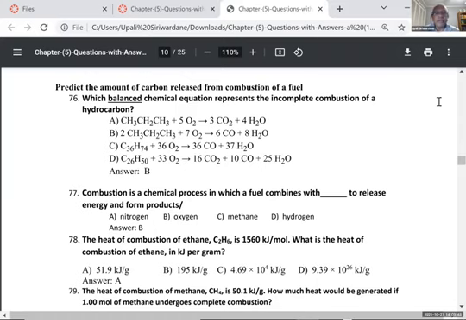One of them should be correct, let's check B. There are 3 carbons, 6 carbon, 6 carbon. There are 16 hydrogen. That's true. That's correct. There are 6 oxygen, 8 oxygens, 6 plus 8 is 14. Okay, 7 times 2 is 14. Therefore, that is the balanced equation for combustion. If you check the other 2, they are not.